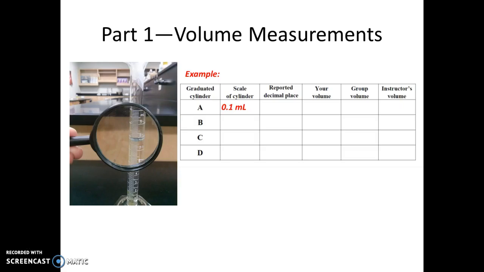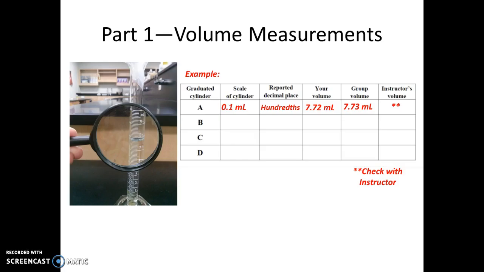The next column asks for the reported decimal place, which is the digit I'm going to record my measurement to. I know that I need one digit beyond the scale, so if the scale is 0.1 milliliters, I want to record my measurement to the nearest 0.01 milliliters, or the hundredths place. So I need to have two digits after the decimal point in my measurement. In the column labeled volume, you record your measurement for the volume of liquid in the graduated cylinder. For this graduated cylinder, I came up with a volume of 7.72 milliliters.